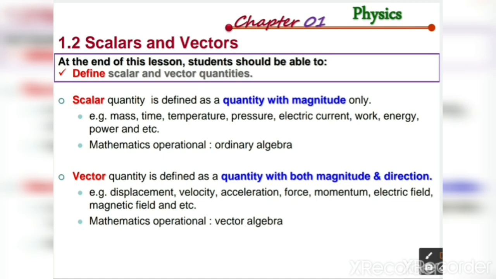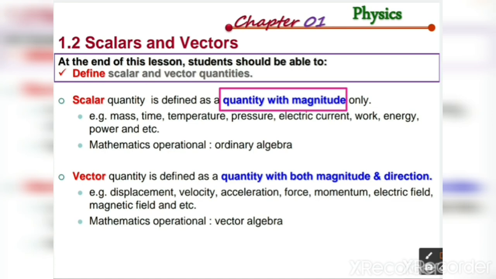1.2 Scalars and Vectors. Scalar quantity is defined as a quantity with magnitude only. Examples are mass, time, temperature, and other basic quantities. For mathematical operations, we can use ordinary algebra, meaning that you can add or subtract the values.